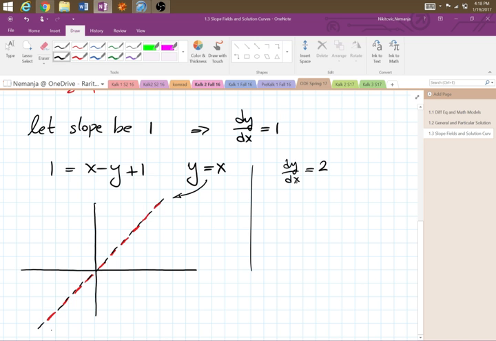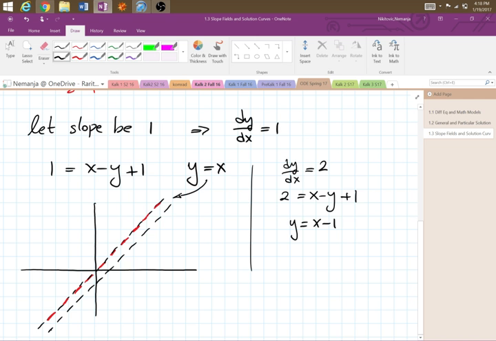If I set dy/dx to be 2, then we have 2 is equal to x minus y plus 1. So y is equal to x minus 1. Do we understand this? All I did is plug in and do some algebra or arithmetic. I draw this line as well. Now x minus 1, that's going to be here. We know how to graph linear lines and all other lines in the galaxy.